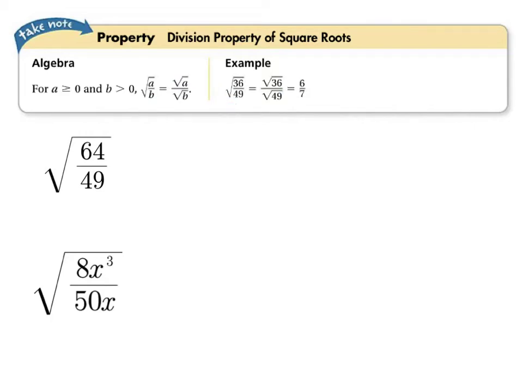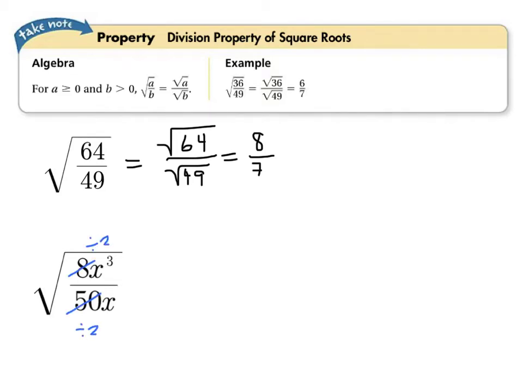Almost identical here. Square root of 64 over 49, square root of 64 over square root of 49, 8 over 7. Sometimes you'll have to simplify the fraction first, and that's what I want you to see here. Let's divide both of these numbers by 2. So dividing them both by 2.